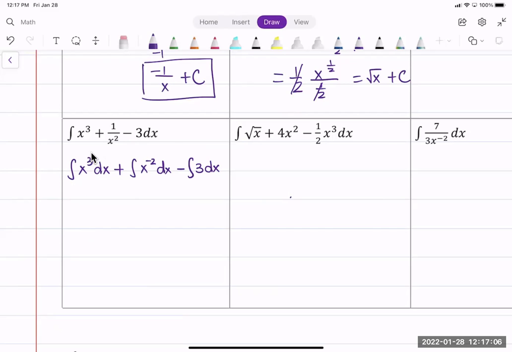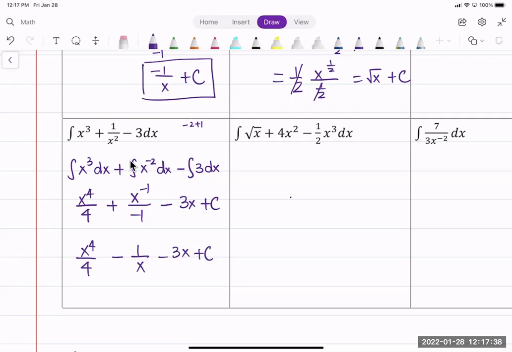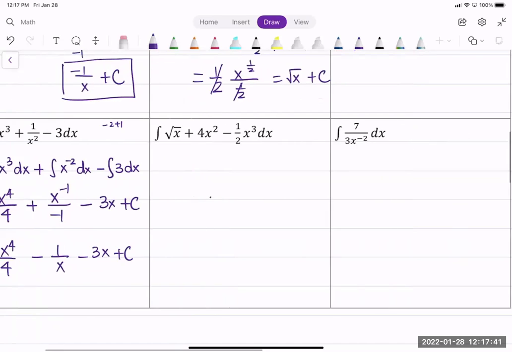The integral of x cubed dx is going to be x to the 4 over 4, plus x to the negative 2 plus 1. Negative 2 plus 1 is negative 1, so negative 1 over negative 1, minus the integral of the constant, which is just 3x plus c. And we may want to rewrite this a little better, so I'm going to bring the x to the negative 1 to the bottom. So we're going to have x to the power 4 over 4 minus 1 over x minus 3x plus c, and that is going to be the result. Okay, now let's look at the next one.